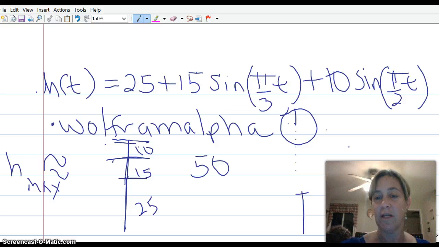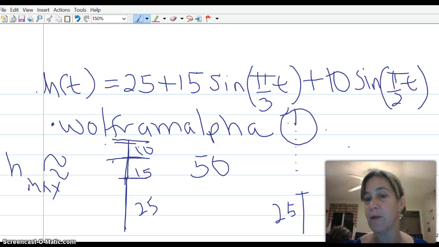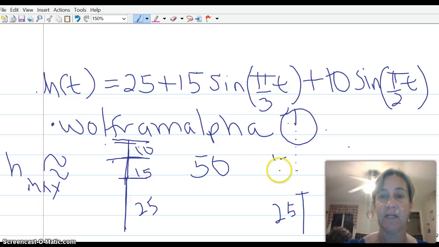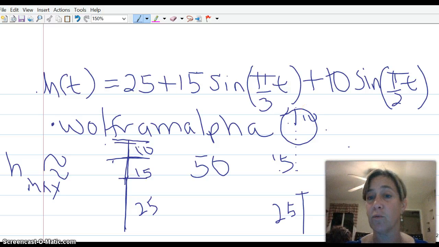So that's our 25 again. From here to here, the radius of our big arm revolution is 15. And then from here to here, the radius of the actual Ferris wheel is 10. So now all you have to do is figure out what's the first value of t when you reach that maximum. And I would encourage you to look at a graph of this function to figure that out.